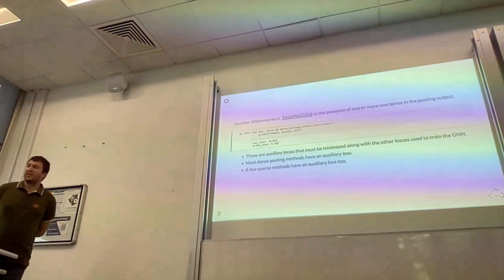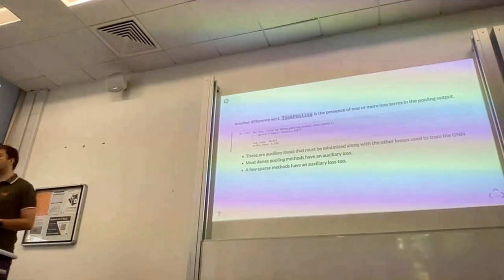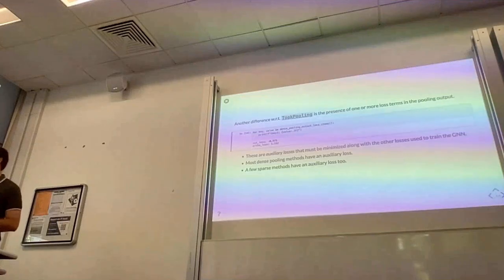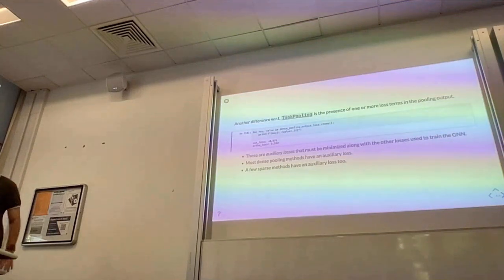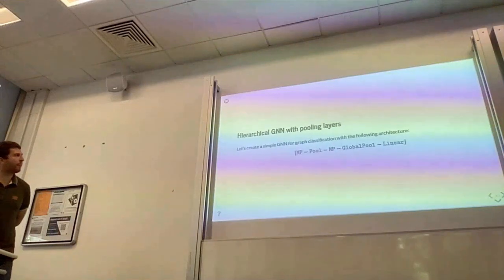And most dense pooling methods have an auxiliary loss, but there are also a few sparse methods which have an auxiliary loss. Okay, so that's another rule: who has an auxiliary loss and who doesn't.